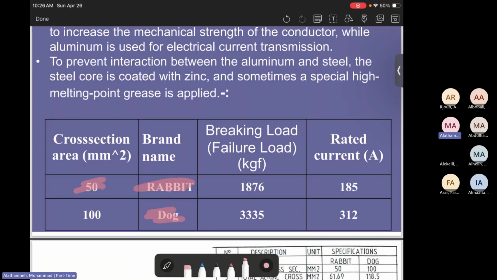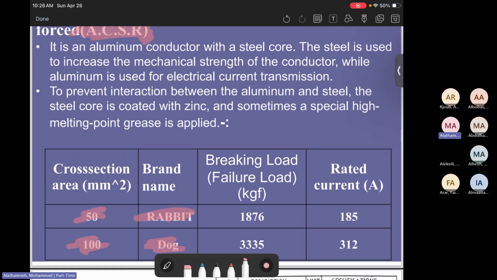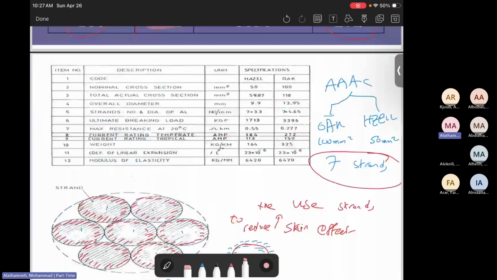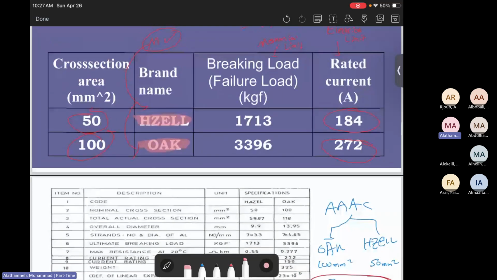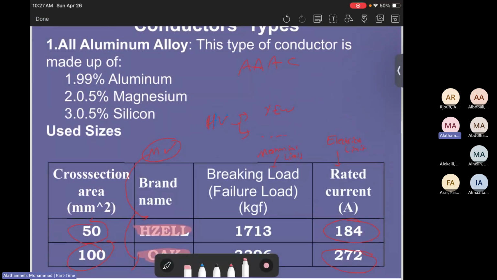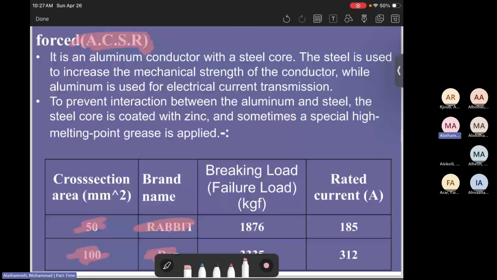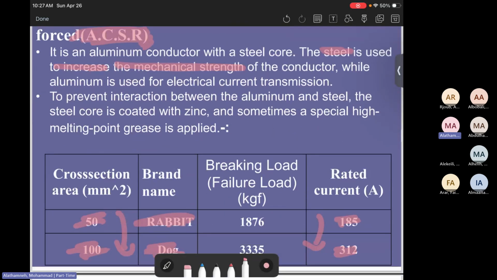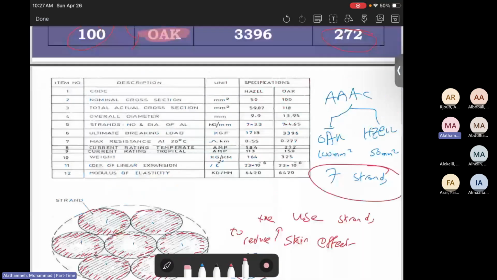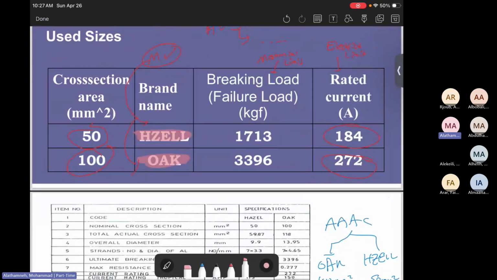The rabbit has a cross-section area of around 50 square millimeters, while the dog's cross-section is 100 square millimeters. We can see the current limit increases when we increase the cross-section area. In aluminum conductor steel reinforced, the steel has been added to increase the mechanical strength of the conductor. Compare this one with the previous one: there it was a combination of aluminum, magnesium, and silicon, while here it is steel reinforced, where the inner is steel and the outer is aluminum.